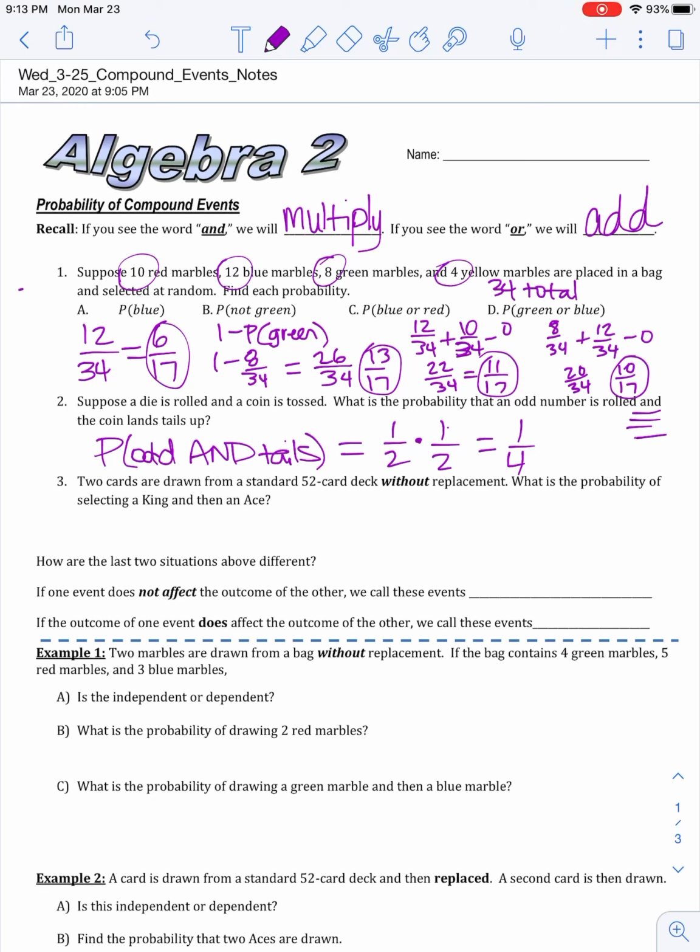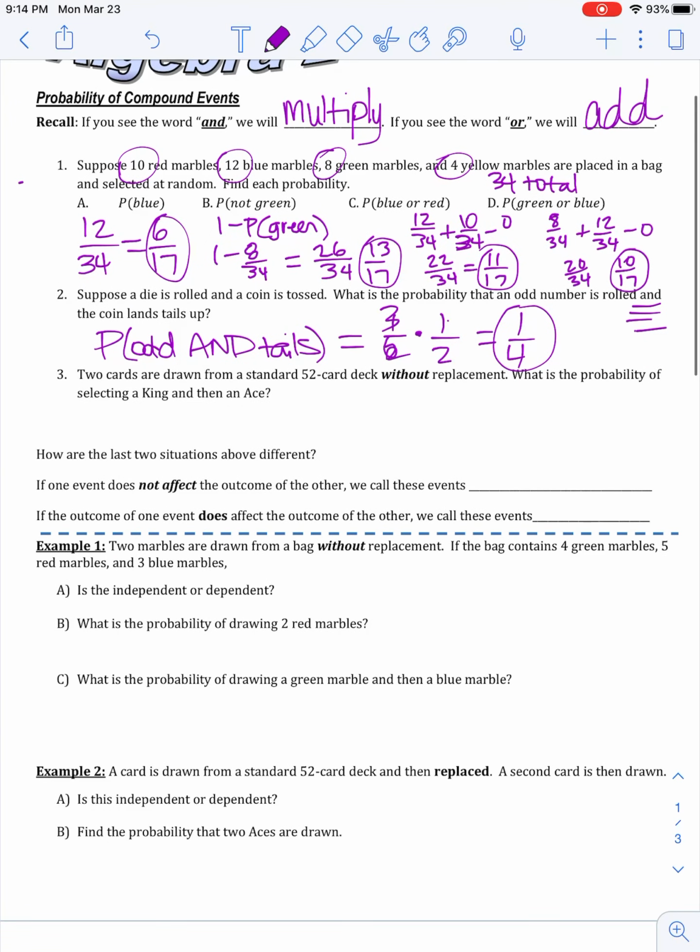Now for a die, I could have also thought of it as 3 out of 6, but I reduced it to 1/2 right away. If I had 3 over 6, then this would be 3 over 12, which reduces to 1/4. So when you see the word and, you're finding each probability and multiplying them together. Let's look at number 3.